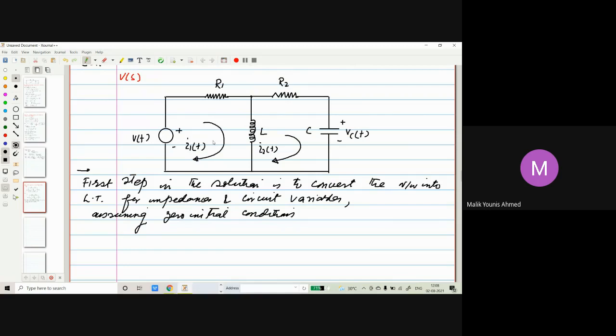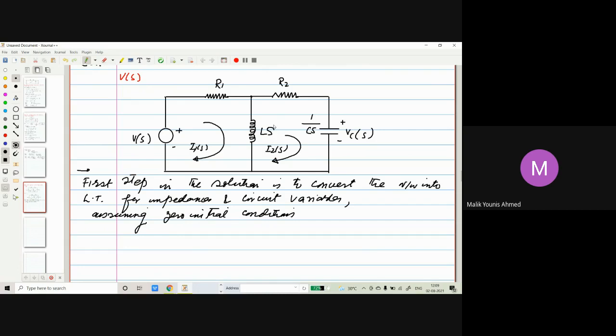Very simple. How we will do it? Let us see. How to make a bit of manipulation. That's all we need. So this will become V of S. This will become VC of S. This will become L of S. LS. This will become 1 by C of S. So this is all the manipulations we have to do. And this will become I1 of S. And this will become I2 of S.